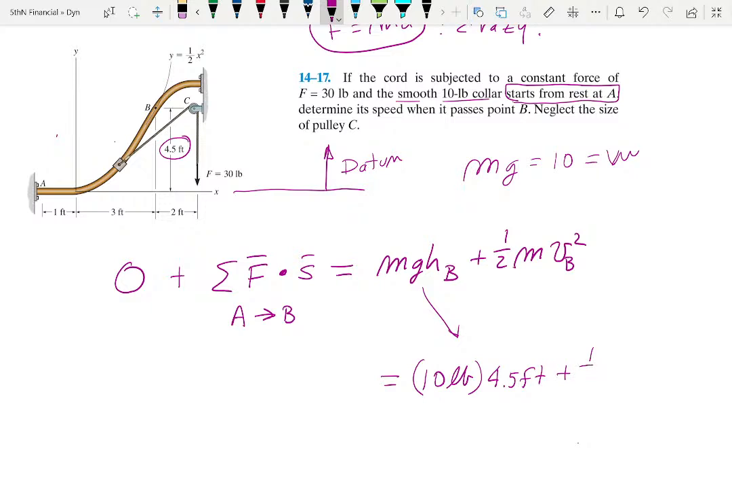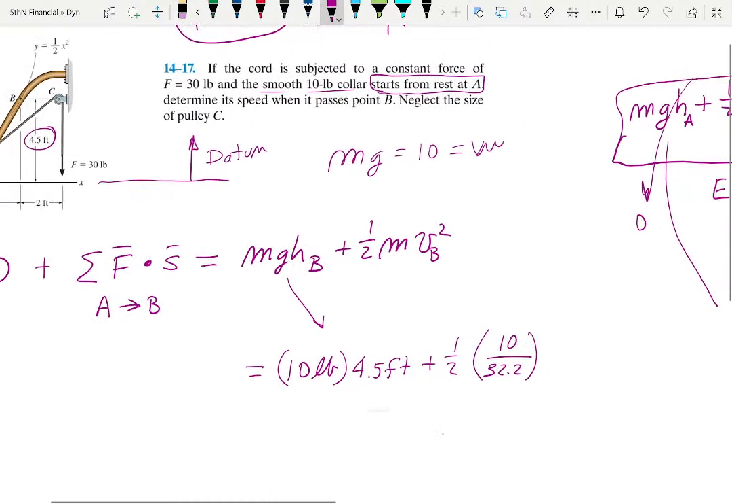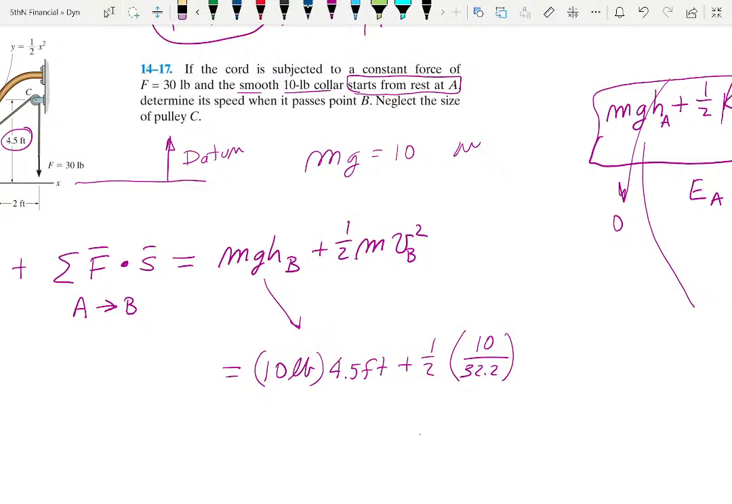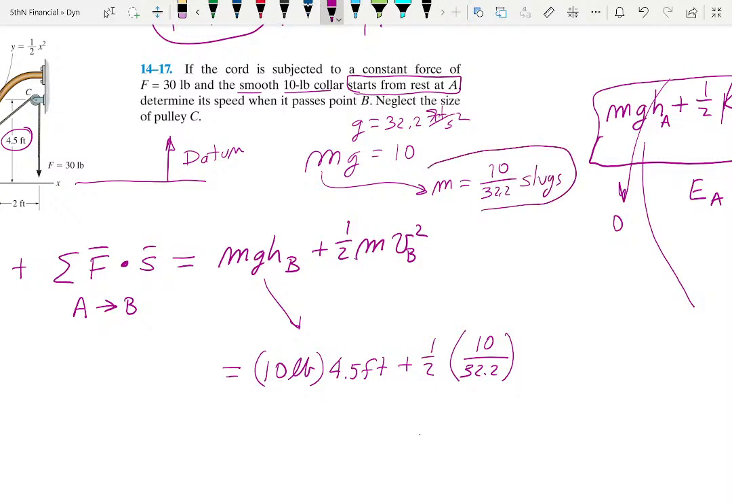And then now here I can't get away with this. I've got to use the 10 pound divided by 32.2. And that's because if this is 10 pounds, then the mass, g is 32.2 feet per second squared. So m is going to be equal to 10 over 32.2, and that's going to be slugs, the weird unit. And then I'm going to have the velocity of B, and that's what I think he wants to know. What he says, determine the speed as it passes point B.